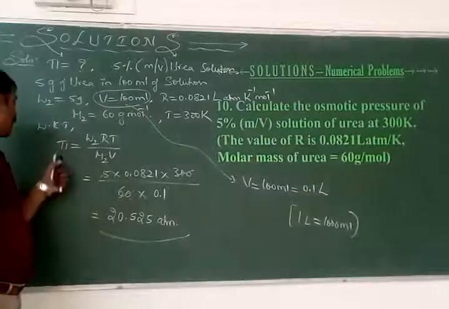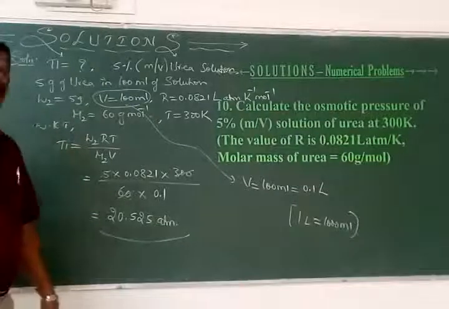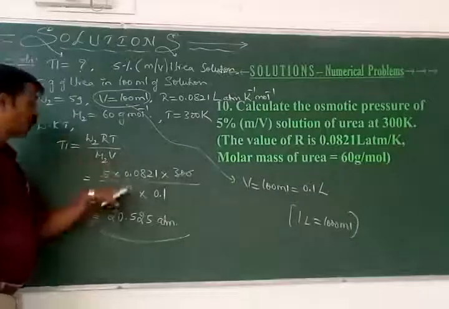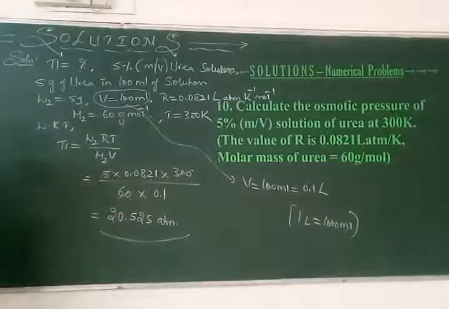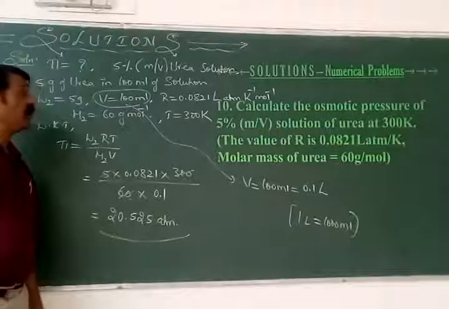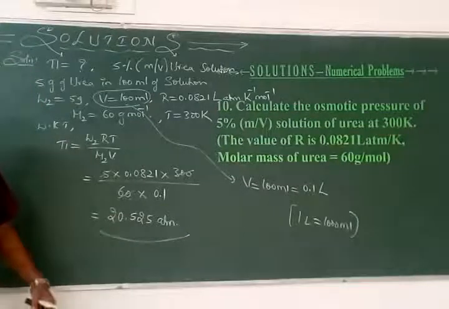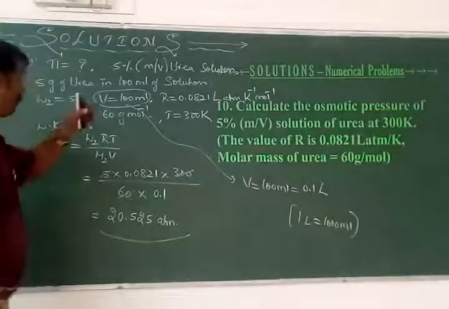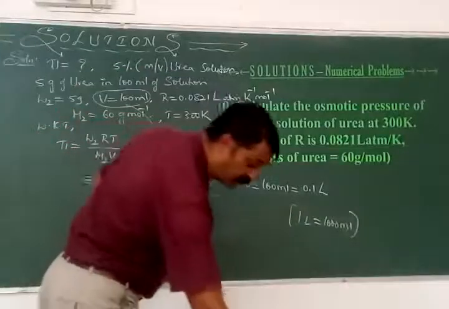So we know the formula is pi is equal to W2 RT divided by what into what? M2 into V. Substitution and simplification gives the final result as 20.525 in terms of which one? Atmosphere. Okay. So that's about the numerical number 10th. Okay. So let's have the 11th now.